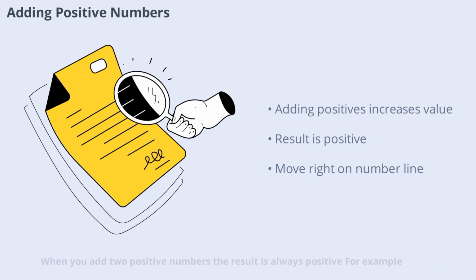When you add two positive numbers, the result is always positive. For example, 3 plus 2 equals 5. This is like moving further to the right on the number line. Adding positive numbers means you're increasing the total, which is straightforward and intuitive. This rule is fundamental in math and helps build confidence when working with basic addition problems.